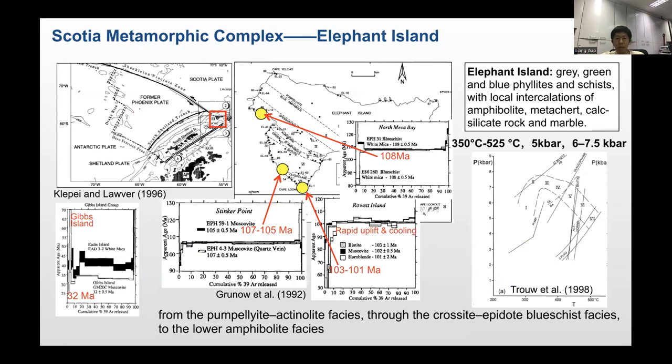The minerals extracted from the rocks of the Elephant Island have been well dated, and they formed during the Cretaceous about 100 million years ago. And there is a small island, the Gibbs Island.